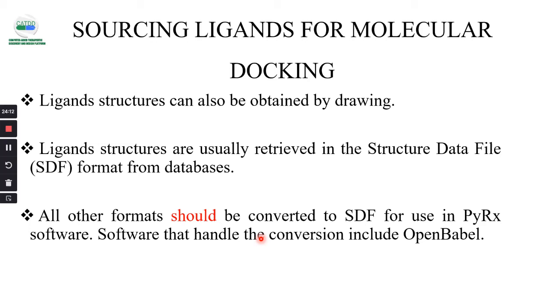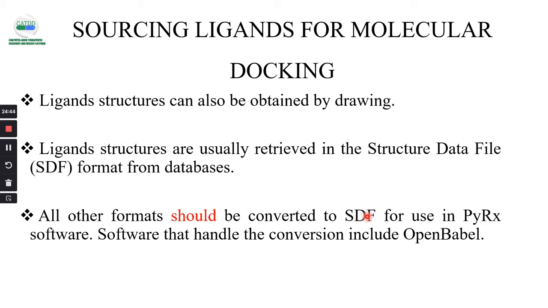When we draw, we are going to save it as a Mol2 file, which can then be converted to an SDF file, which is the structure data file. So if you retrieve the structure of a compound from PubChem, you are going to have it as an SDF file. When you draw, you are going to have it as a Mol2 file, which can be converted to an SDF file. All other formats should be converted to SDF for using PyRx software. So it is very important. It's something that we should do.